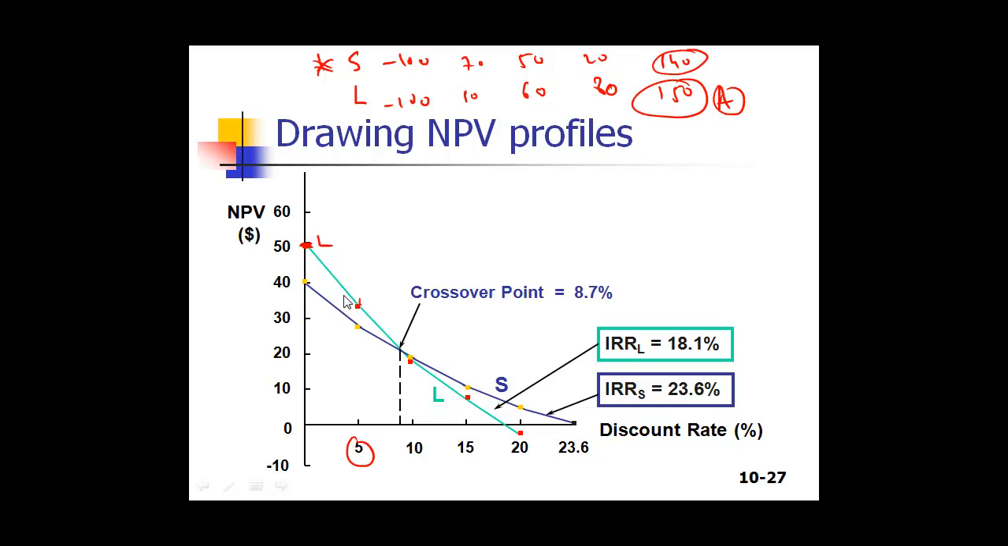Okay. But what if we are in an environment such as Pakistan where interest rates are high? So the cost of capital is relatively high. So if the cost of capital is relatively high, then what happens? Which project becomes better? Yeah, then project S becomes better. So overall with project S you are getting less money, but if interest rates are high, project S is better.